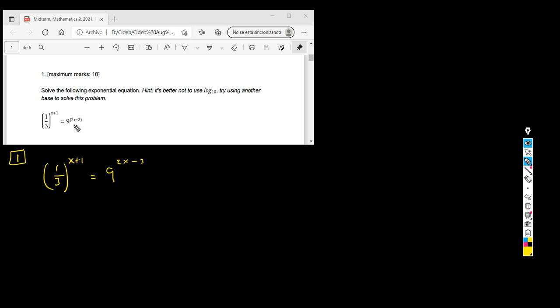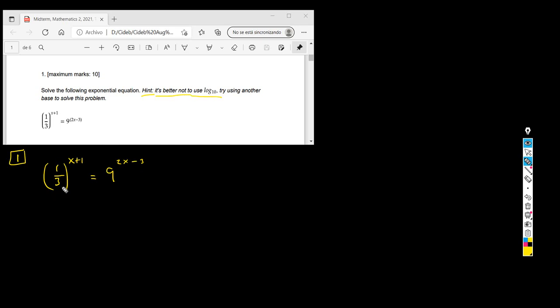Whether I write this two in parentheses or I don't, it makes no difference. There is no ambiguity. Okay, and the same I can do here. I can put parentheses or I can just drop them. Okay, so I give you a hint, a clue. I tell you it's better not to use logarithm base 10 to solve this equation because even though you can use it, it's not a very good idea.